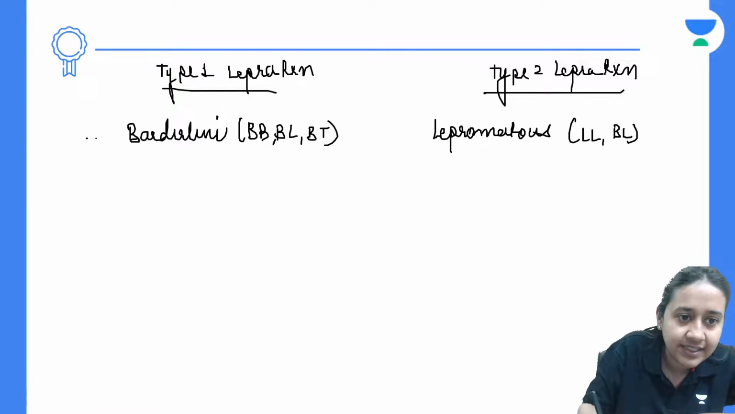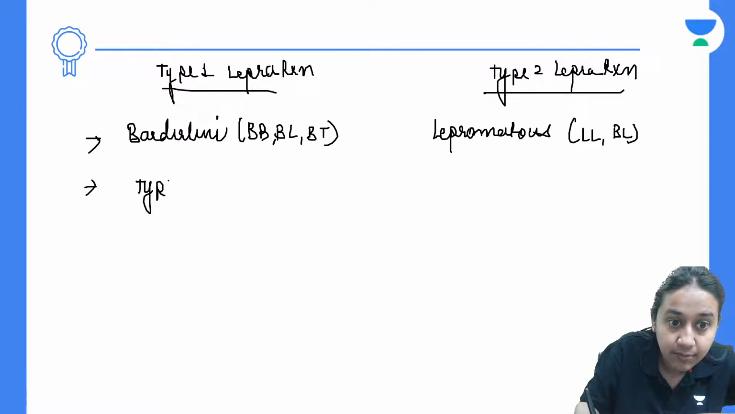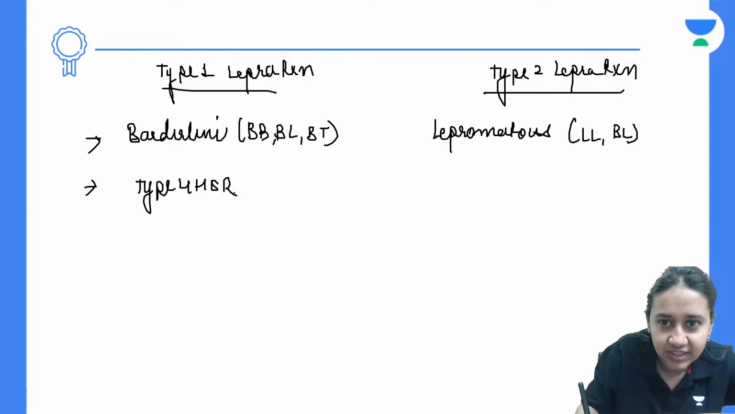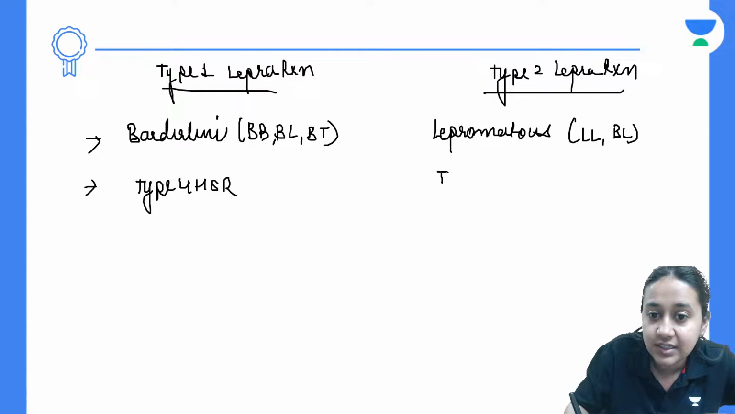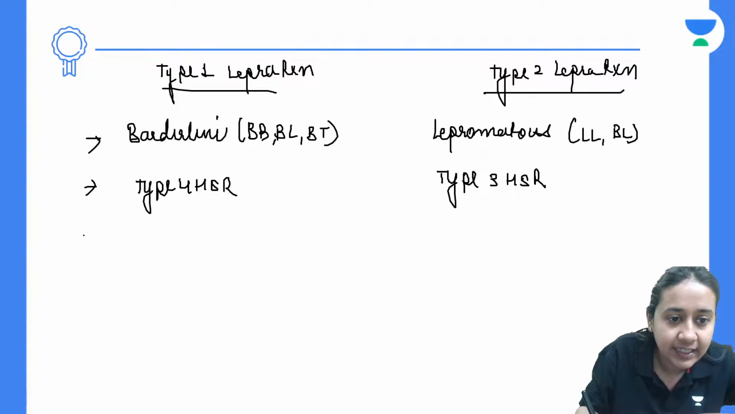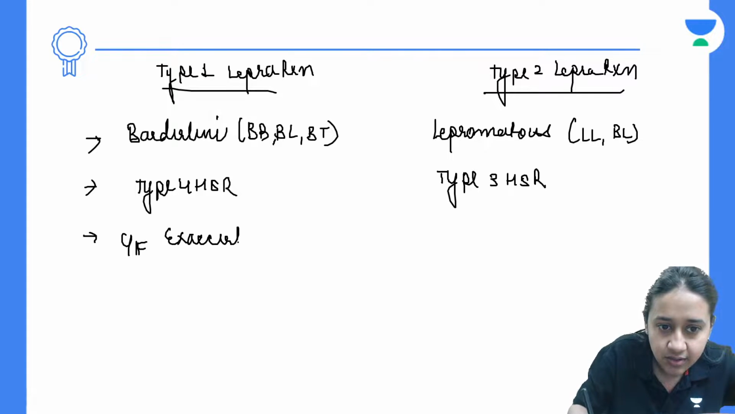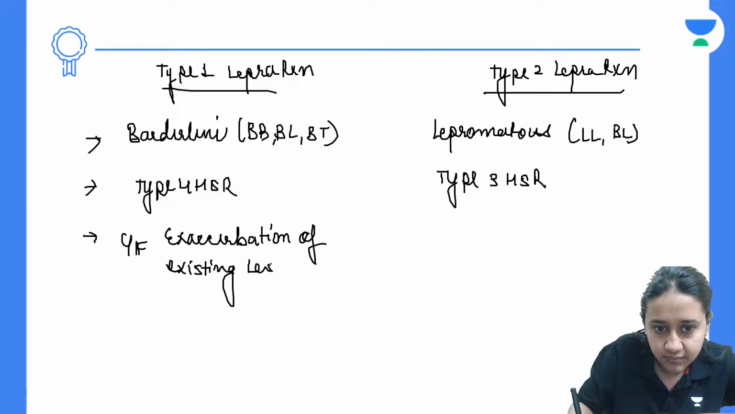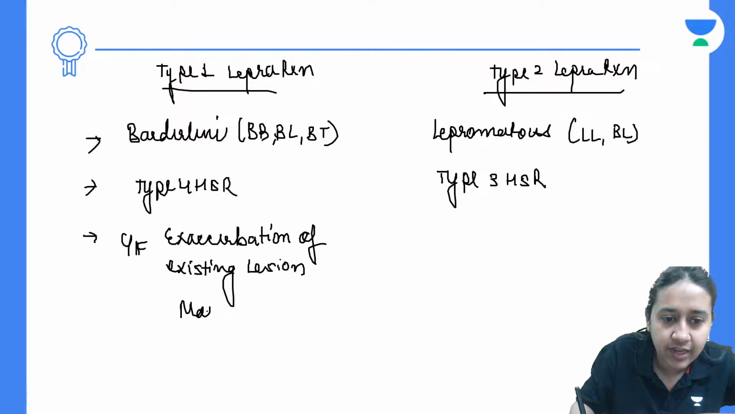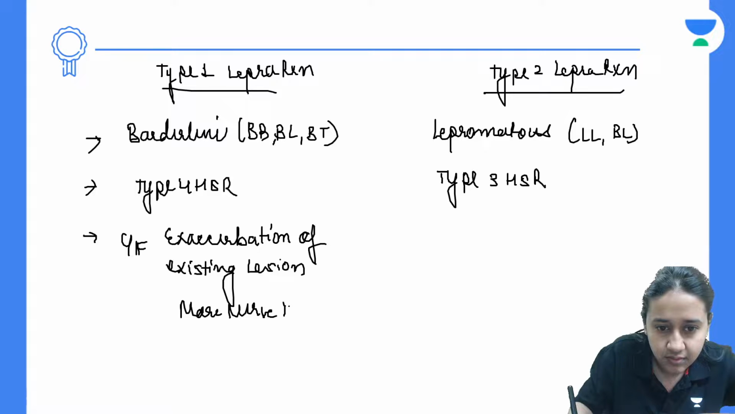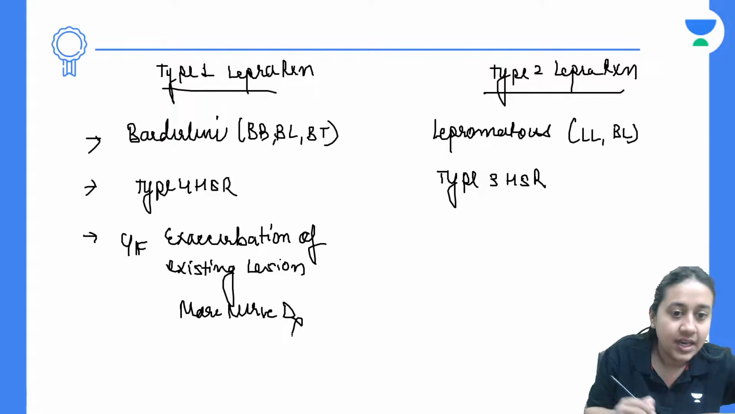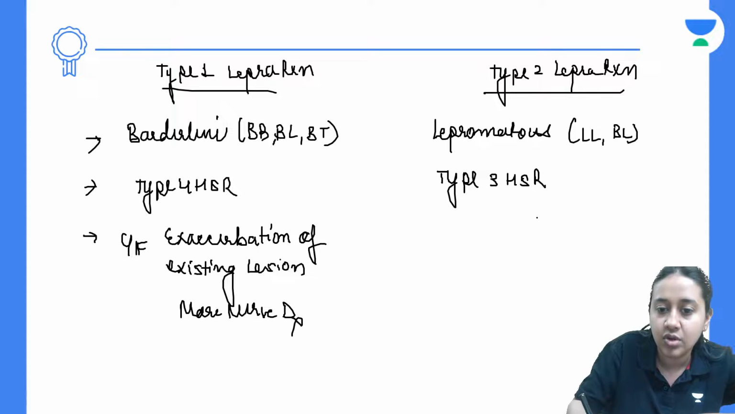What type of hypersensitivity is type 1? It is type 4 hypersensitivity reaction, while type 2 is type 3 hypersensitivity reaction. How will it manifest clinically? In type 1, you will have exacerbation of existing lesions. You will have more nerve damage.